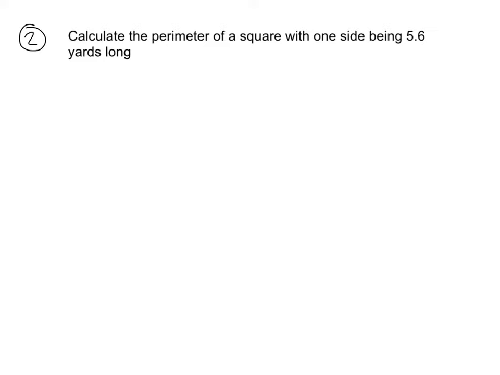how you do. You need to calculate the perimeter of a square with one side being 5.6 yards long. Realistically, that would look like, well, that's a bad square. That's an even worse square. We'll do it the easy way. So one side is 5.6 yards long. Now, having one side doesn't normally give us enough information to know the perimeter, except for the fact that it's a square. So all sides are 5.6.